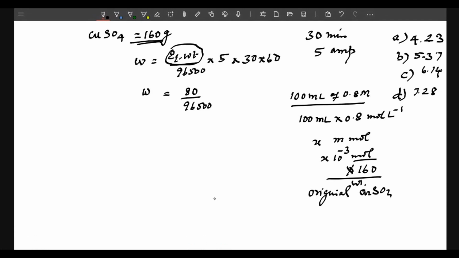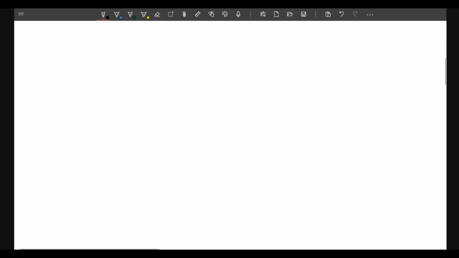What is the weight of copper sulfate deposited here? For the weight of copper sulfate deposited, you should make use of the equivalent weight of copper sulfate. If copper is to be deposited, you have to make use of the equivalent weight of copper. In this way also, you can easily calculate this and find out the correct answer. And we will go for the next type of problem. Take down the problem.